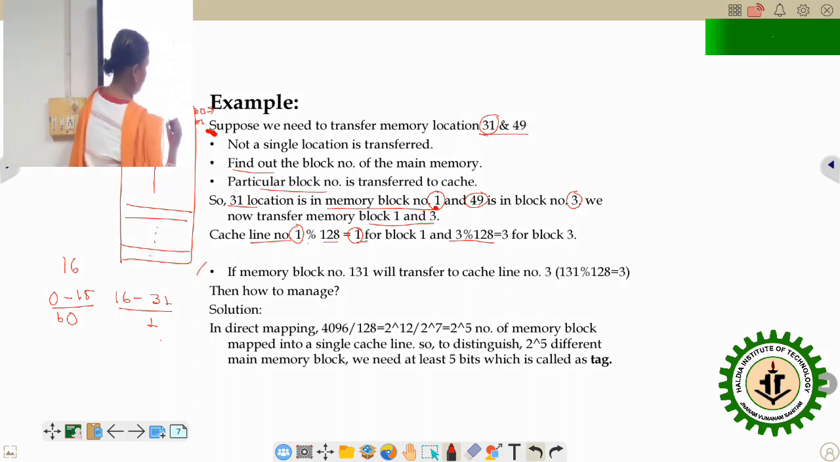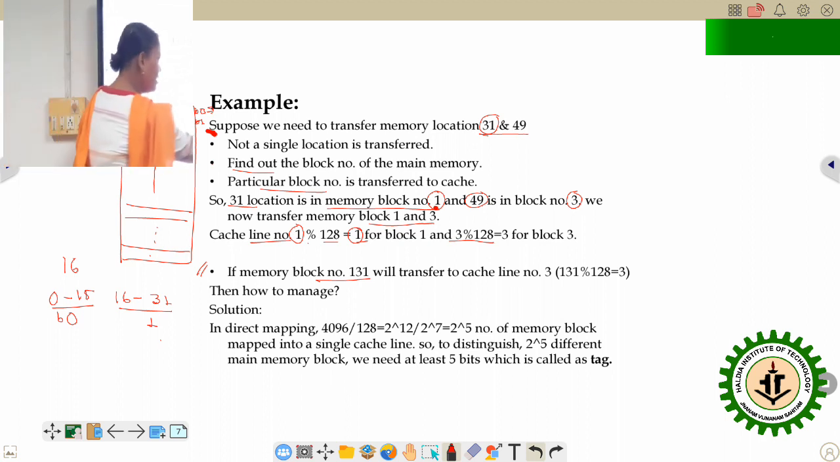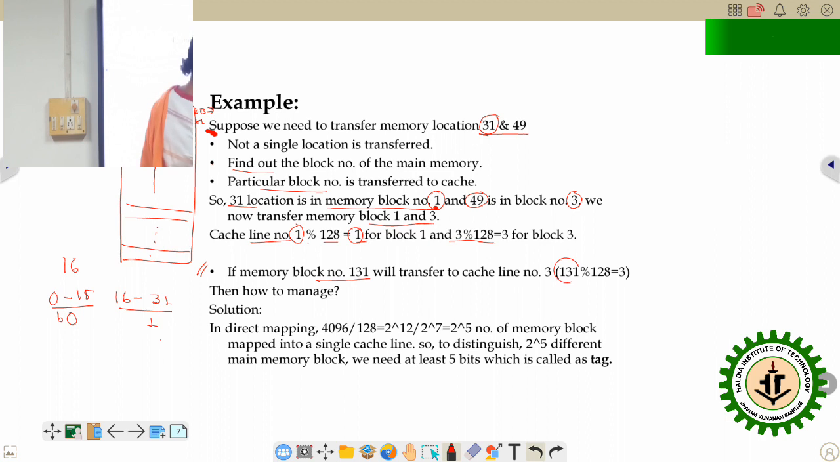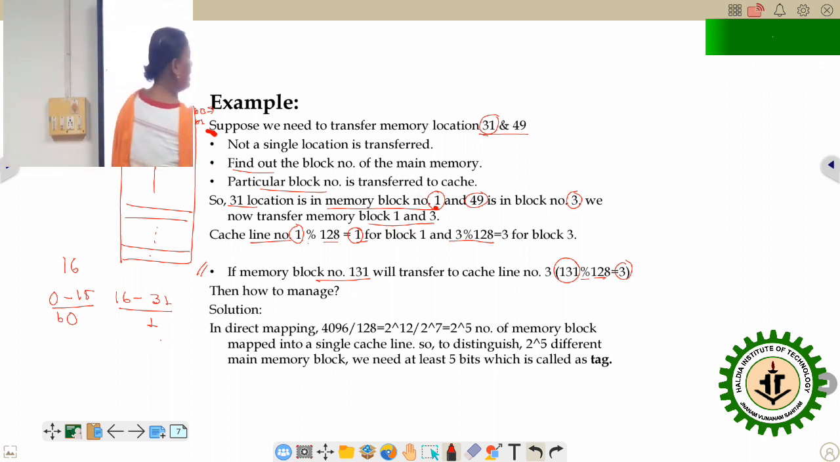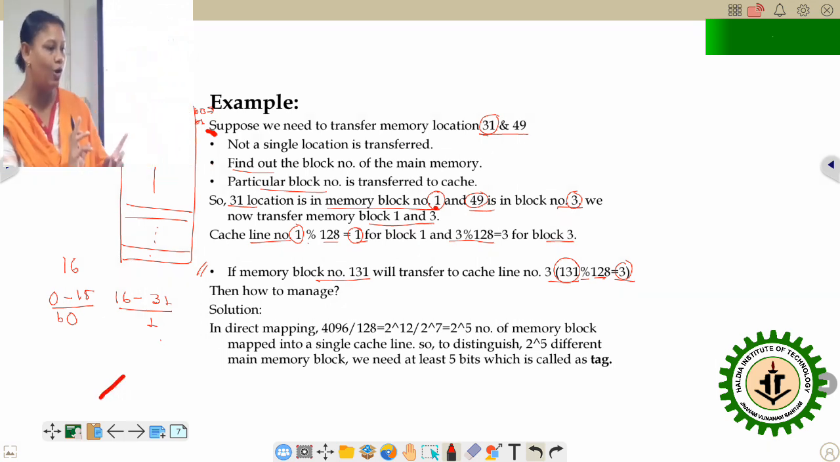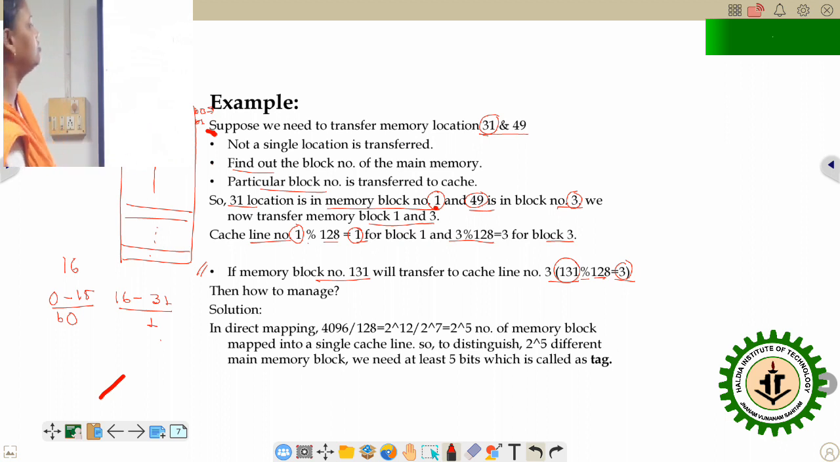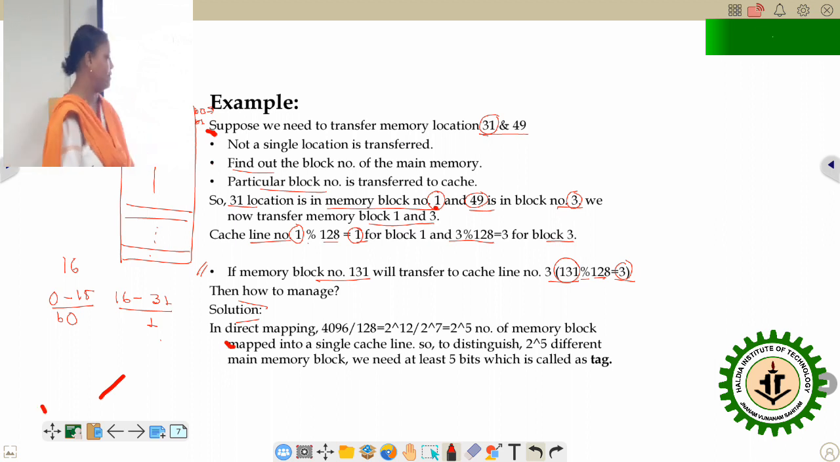Now suppose you want to transfer memory block number 131. According to the formula, 131 modulo 128 also gives you remainder 3. So 49 is present in block number 3, line number 3, and block 131 also returns line number 3. Now how to store or how to differentiate between these two? That is the solution. So in direct mapping, what happens?